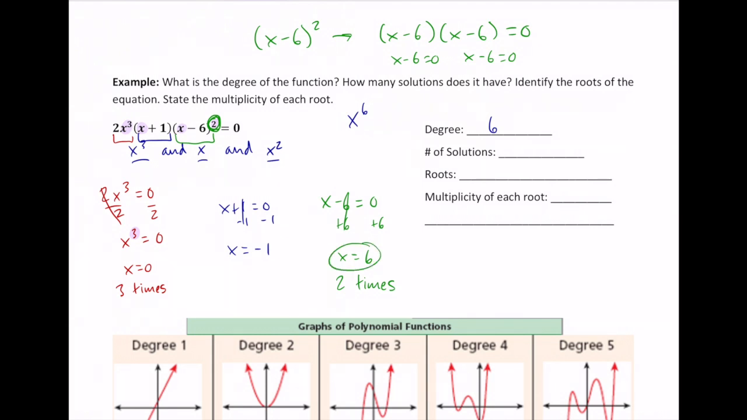So let's look at our number of solutions. I have 1, 2, 3 solutions. What are my roots? Well, one of my roots is x equals 0, the other one is x equals negative 1, and the last one is x equals 6. Then I want the multiplicity of each root. We had x equals 0 three different times, so my multiplicity for that is 3. We only saw this answer once, so that multiplicity is 1. And we saw x equals 6 two times, so that multiplicity is 2.